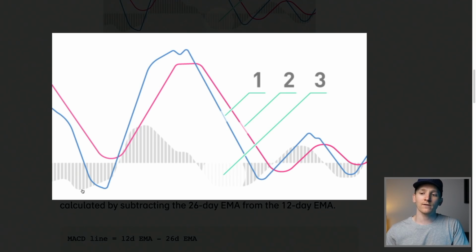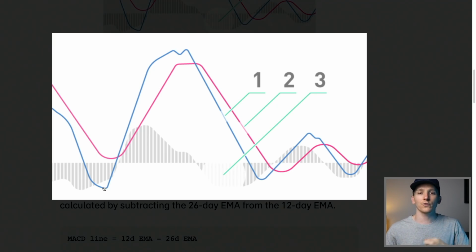But what happens is that the histogram is actually turning around, and this is telling me that actually that momentum to the downside is finishing now. So the momentum of trade is stopping to the downside. And what you can see is that the histogram is telling us that the MACD is starting to converge once again with the signal line, telling us that that downward momentum is finishing.